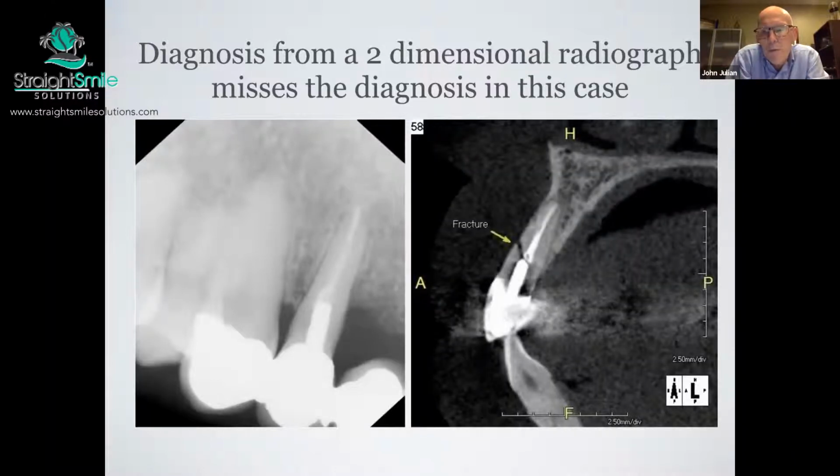This is a cone beam image of the same tooth. And you can see the fracture, and there is no symptomology with the patient. You simply show them the picture. They can see the fracture as clearly as you can. It stimulates the patient to get something done, or at the very least, to be educated and to ask questions about their condition.